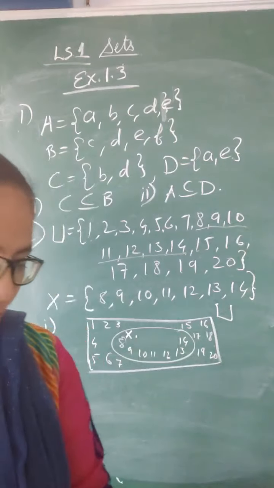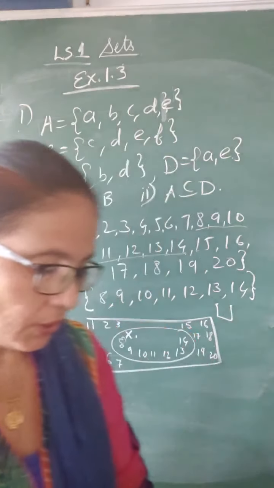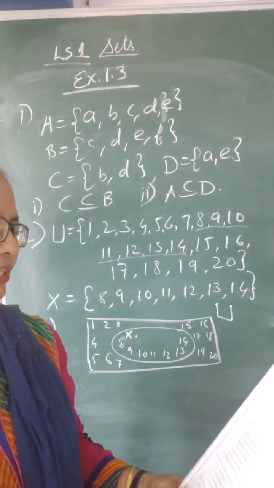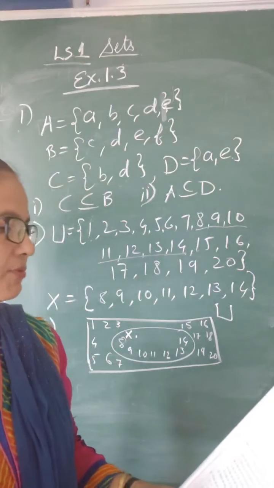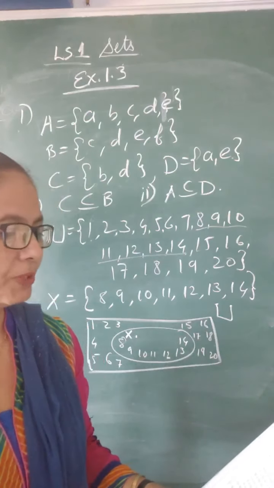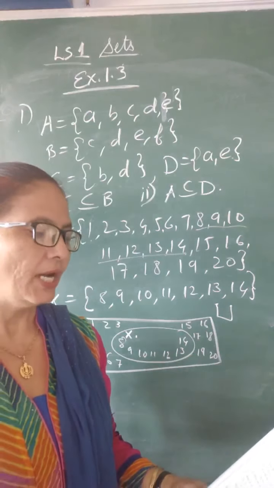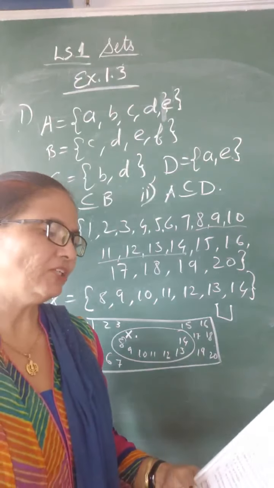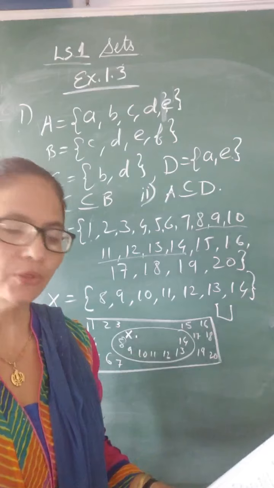Now see question number 3 in the textbook. The universal set is given as 1, 2, 3, 7, 8, 9, 10, 11, 12. P is given as 1, 3, 7, 10. Now you have to show the sets U, P and P dash by the Venn diagram, and also you have to verify that the complement of P dash is equal to P.